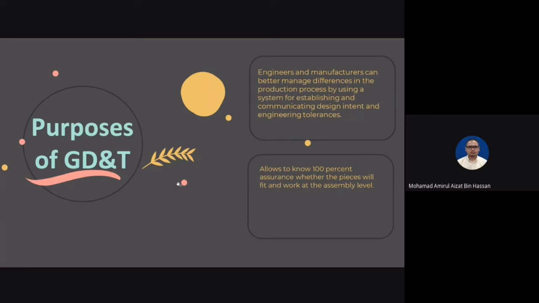We will proceed to the purpose of GD&T. Engineers and manufacturers can better manage differences in their production process by using a system for establishing and communicating design intent and engineering tolerance. Second, it allows us to know with 100% assurance whether the piece will fit in and work at the assembly level or assembly phase.